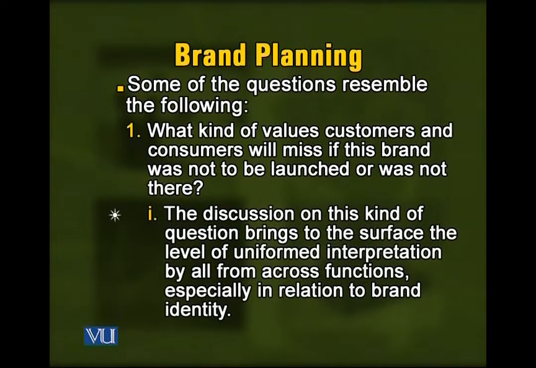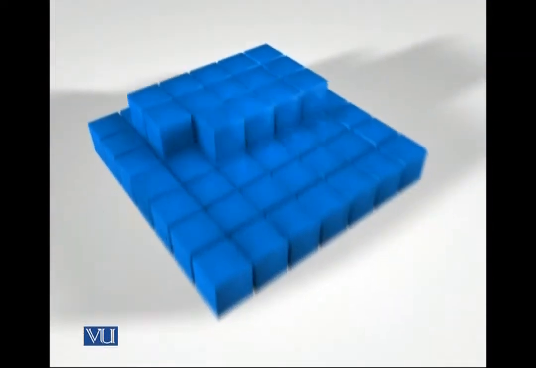The discussion of this question brings to the surface the level of interpretations by all from across different functions, especially in relation to the brand's identity. The question here is, if the interpretations by the different people from different functions within the company are not uniform, then there is something wrong with what they are discussing. Meaning the essence or brand model which they talked about and the brand architecture are not consistent, and there are certain elements which they definitely missed. So this is one of the reasons this question is important.